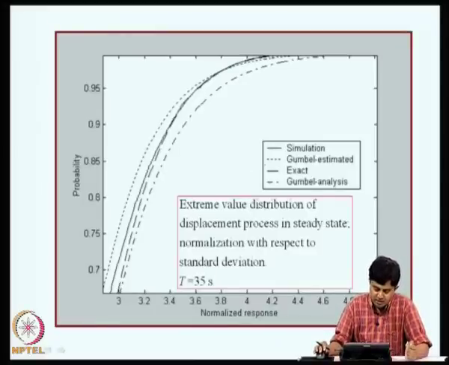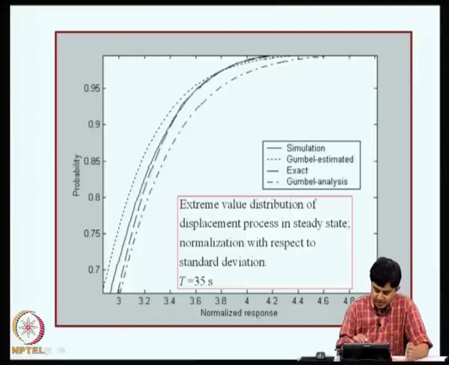I have also shown some results here for the extreme value distribution of the displacement process in the steady state, and the extreme value is computed with respect to a time duration of 35 seconds. On the x axis here, the extreme value xm, which is the random variable, is normalized with respect to the steady state standard deviation of the displacement process, and on the y axis we show the probability. There are various results shown here. The full black line is the simulation using 5000 samples.